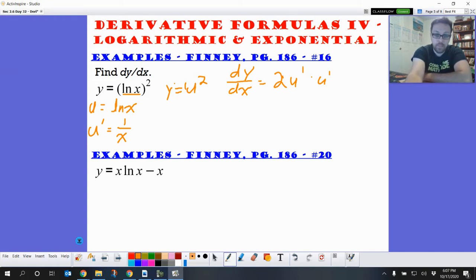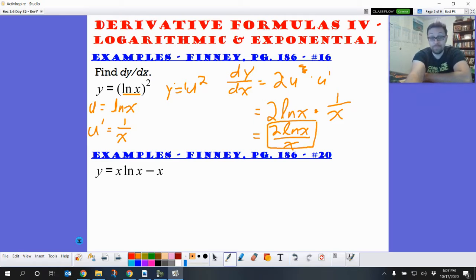All right, so let's put those pieces back in. So that's just a u to the 1. That's not a prime. I don't have to do u prime. So we've got 2 times our ln of x times our u prime, which is 1 over x. So if we wanted to write this neatly, we could put that x in the denominator underneath those. Like that.